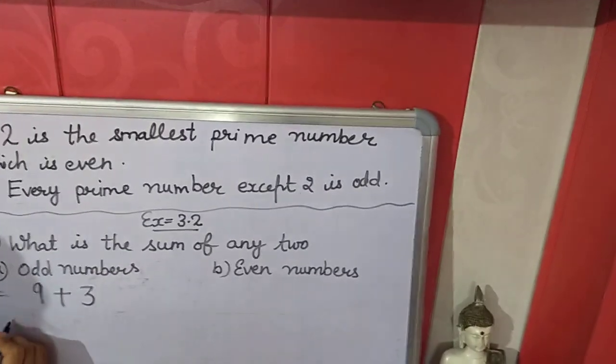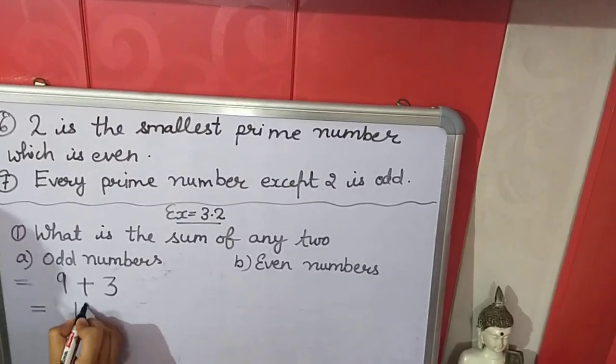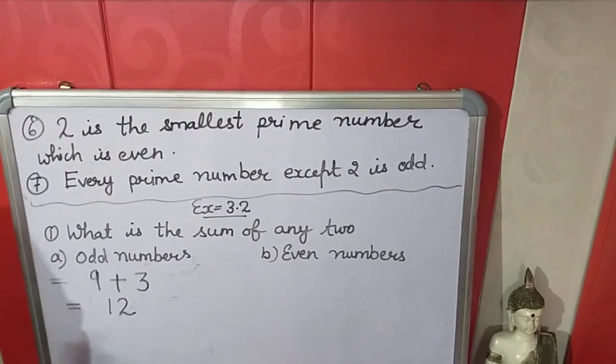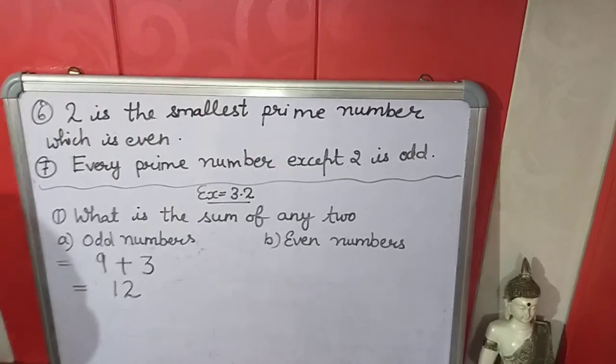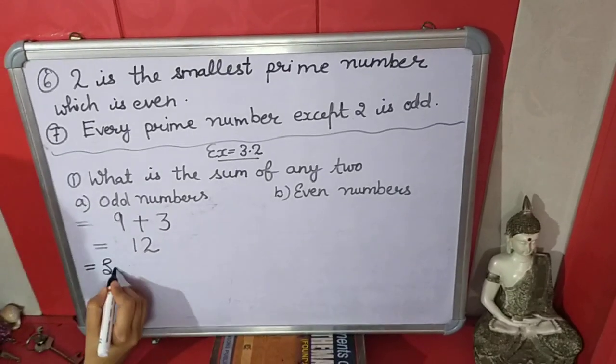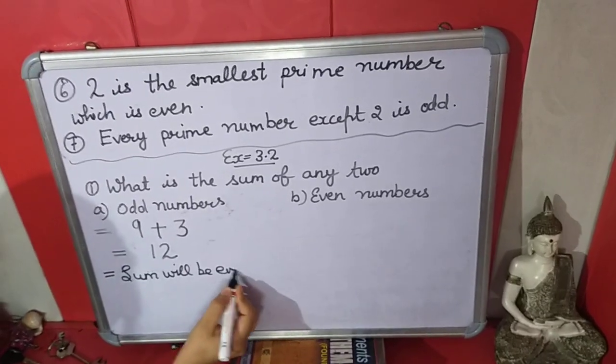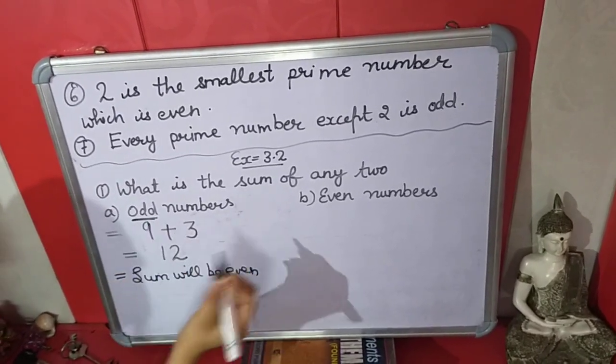When we will add two odd numbers, so the sum will be even. Always. The sum will always be an even number. So the sum will be even if we will add any two odd numbers.